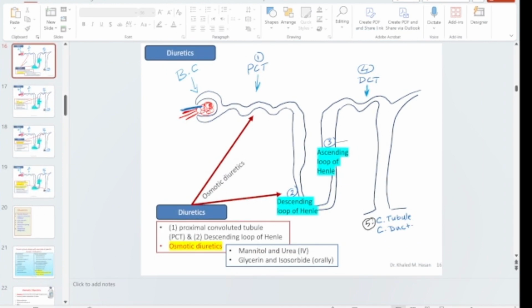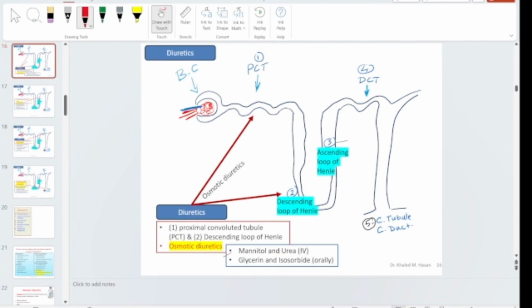Okay, so you can see here we have mannitol and glycerin. Mannitol and urea are prescribed IV, glycerin and isosorbide are prescribed orally. So this is another group of medication. Okay, this is the second group.